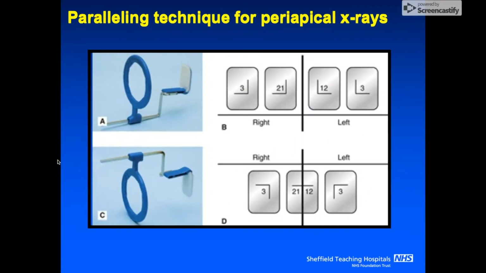So the parallel technique is used for periapical x-rays. In this trust we use the blue anterior holders. These are suitable for imaging the maxilla and the mandibular incisors and canines. Diagram B shows 4 small image receptors to image the right and left maxillary incisors and canine. Diagram D shows 3 small image receptors required to image the right and left mandibular incisors and canines.